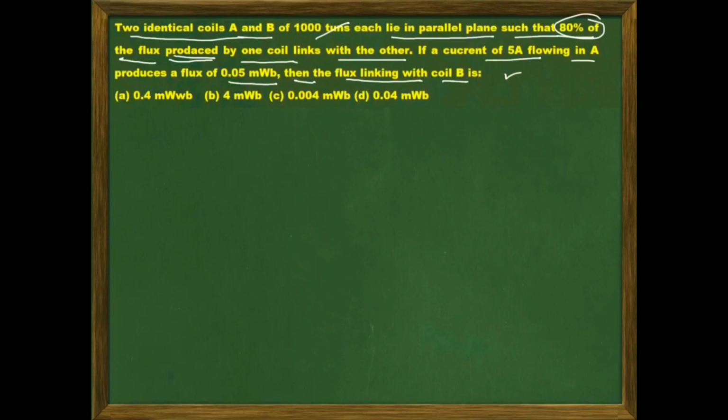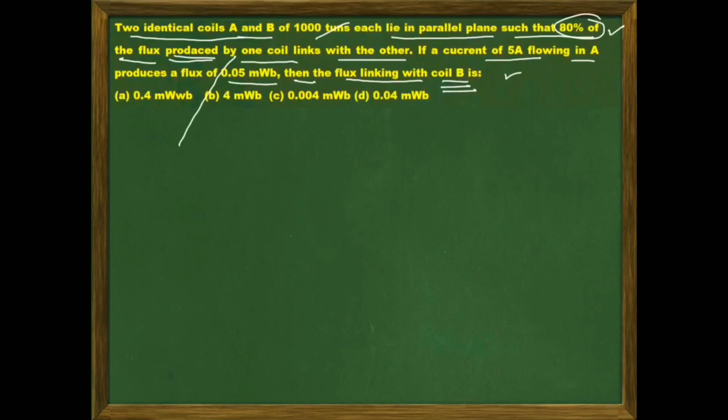So remember one thing: in the exam, in some questions unnecessary data are given to put you in trouble. So be careful about that. In that case you should be very confident while dealing with such type of problem. Here we need to find the flux linking with the coil B, and it is given that 80% of the flux produced by one coil links with the other coil.